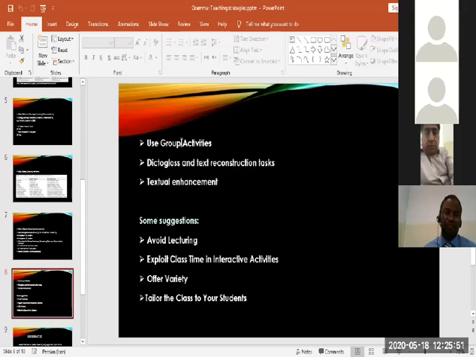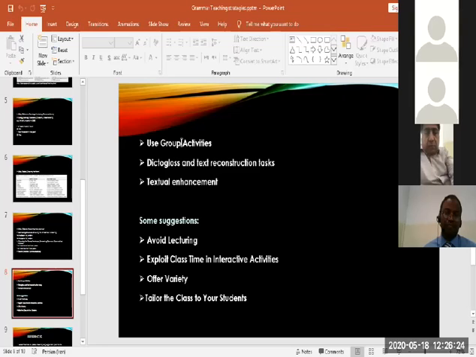Text reconstruction is a rather similar task with one difference. In dictogloss, the text is read orally, but in a text reconstruction task, the text is given to the learners and they start reading it, and then the text is collected from the learners and they need to reconstruct it in their own words.